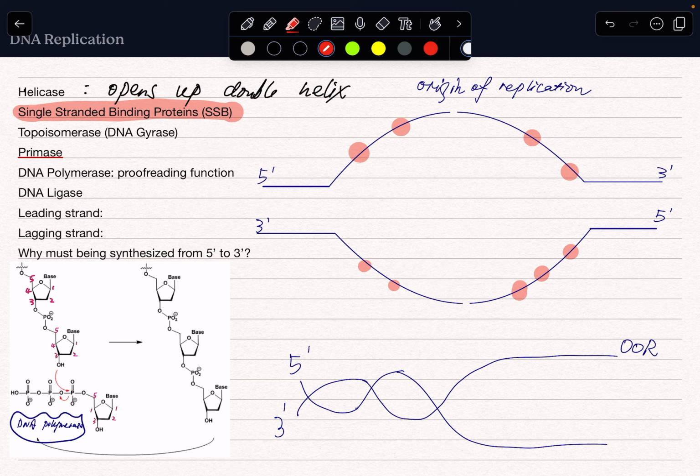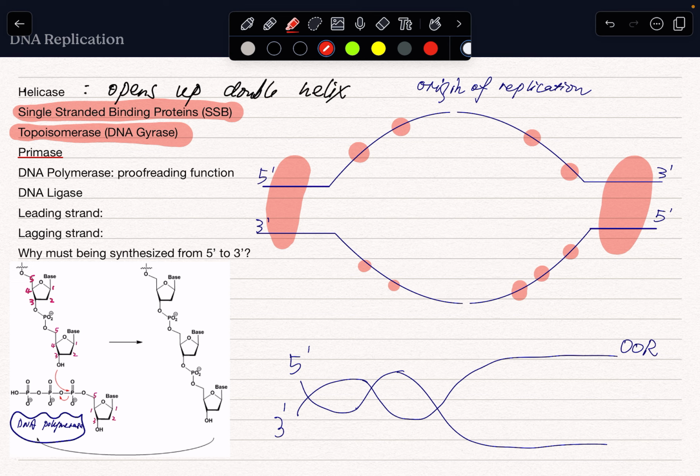And then another one is topoisomerase, which is also called DNA gyrase on the MCAT. I've never seen the word DNA gyrase in my biology class, but it shows up on the MCAT. I just want you guys to know it so that you don't stress out too much when you see the new terminology.